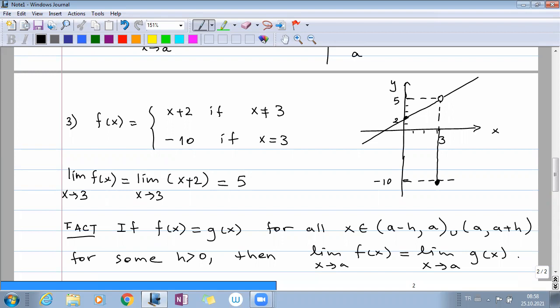Can you repeat? If around the limit point a, around, not at, but around the point a, if two functions are equal, then their limits are equal. Like in example 3, we have the function f and the function x plus 2. For every x different from 3, f of x is equal to x plus 2. So the limit at 3 of f is the same as the limit of x plus 2.